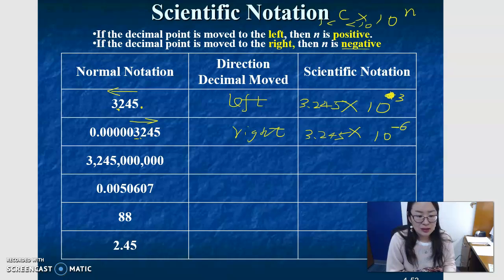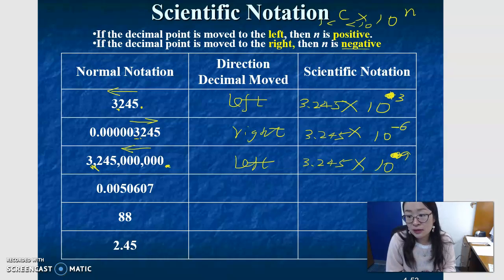Okay, and another practice like this one. So our decimal point is here, and to get this smaller than 10, sorry, and I have to go to the left. Okay, so if I go to the left, the number should be positive. Then how many places do I need to go? 1, 2, 3, 4, 5, 6, 7, 8, 9. So I go 9 places, from here to there. And then I will have 3.245 as the C. Positive 9, I can just ignore the positive sign.